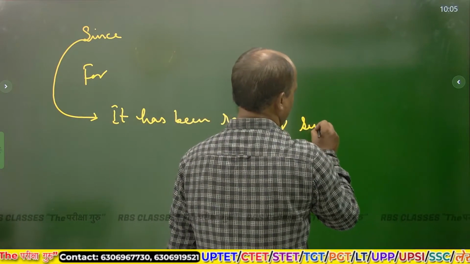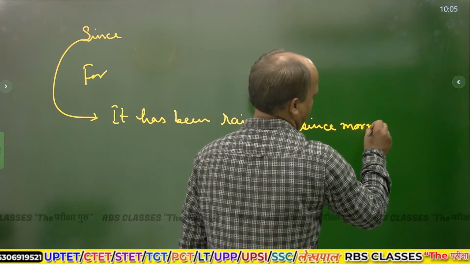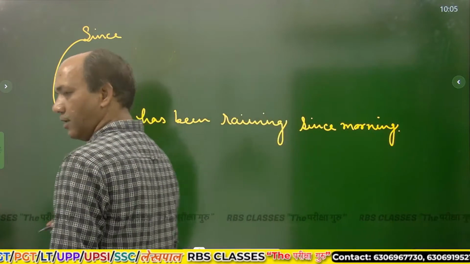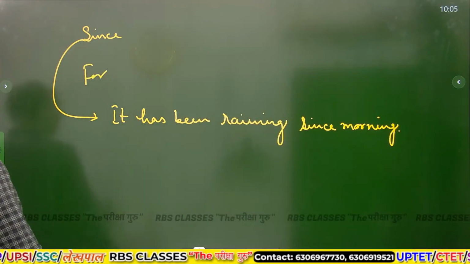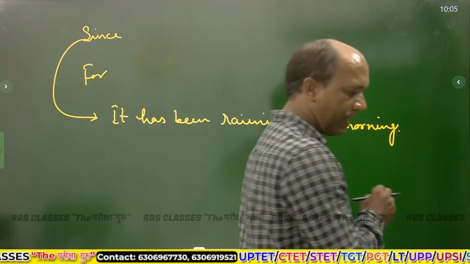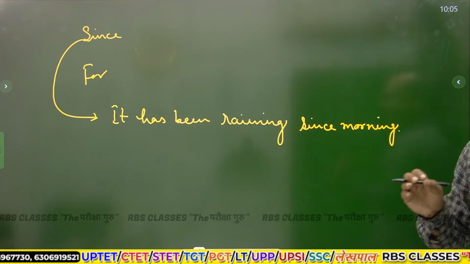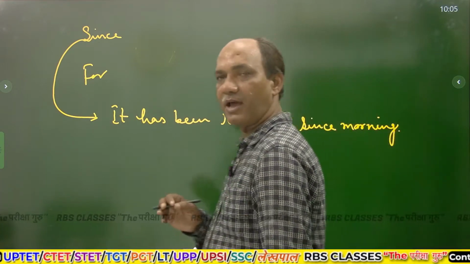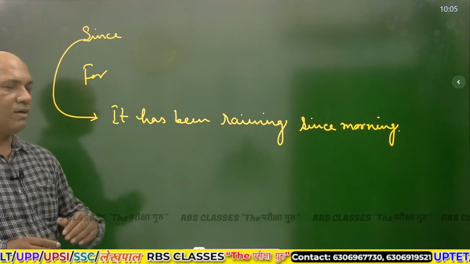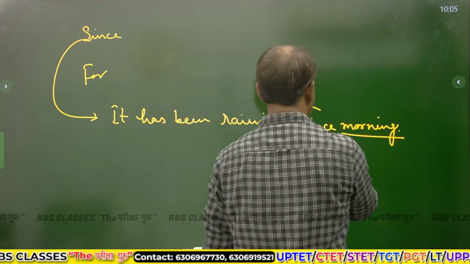Since. It has been raining since morning. सुबह से बारिश हो रही है. Since morning, because morning is a definite time given here, and for that we are compelled to use since. हमें since का यूज करना ही करना पड़ेगा. क्यों? क्योंकि morning दिया हुआ है, तो since का यूज करना पड़ेगा.